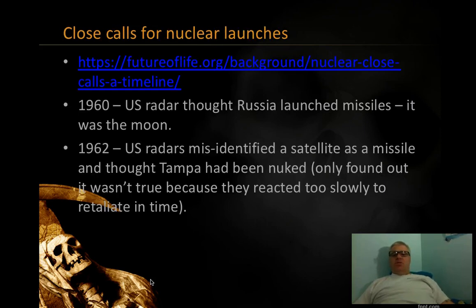Now, one thing I wanted to mention was, the video command and control that you watch for this section gets into this a little bit, but there have been a lot of very close near misses, times when either the US or the Soviet Union or others almost launched nuclear weapons. For instance, in 1960, the US radar installation thought Russia had launched all its missiles, but it was actually the moon that was rising. In 1962, U.S. radars misidentified a satellite as a Russian missile, and they thought that Tampa, Florida, had been nuked. And they only found out it wasn't true because they reacted too slowly to retaliate and launch missiles at Russia.